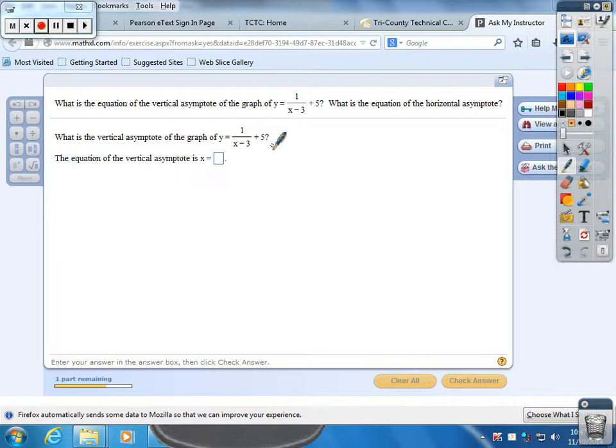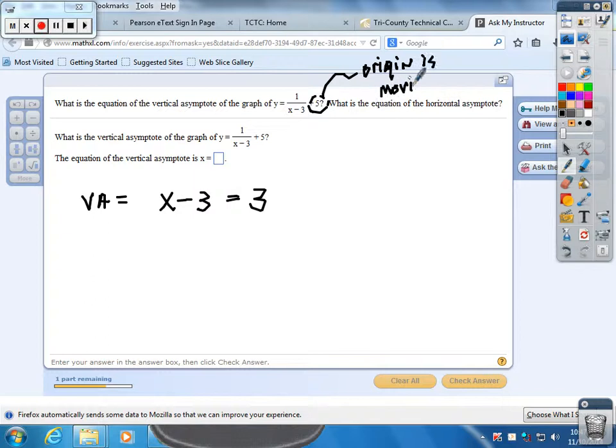Now, to find your vertical asymptote, you just set the denominator equal to 0. That's how you find the vertical asymptote, no matter what you have. And that's equal to 3. And the reason I'm showing this twice is because this 5 is saying that your origin is moving. And I think I showed y'all that last time.